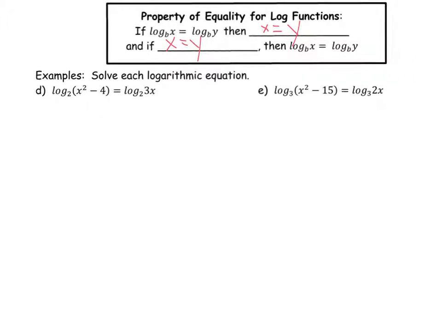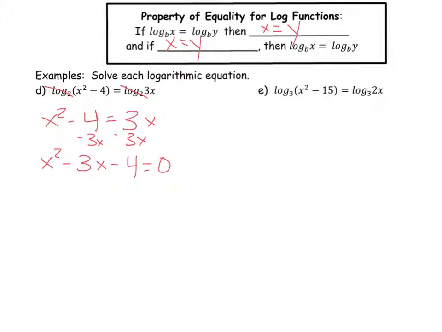So, since we have log 2 on the left-hand side of x squared minus 4 and log 2 of 3x on the right-hand side, we can go ahead and cancel out those log 2's on each side. So we're going to be left with x squared minus 4 equals 3x. And this is using that property of equality. So now we're just going to be solving for x. I'm going to go ahead and move everything to the left-hand side. So I'm going to subtract 3x onto both sides, so that I have x squared minus 3x minus 4 equals 0.